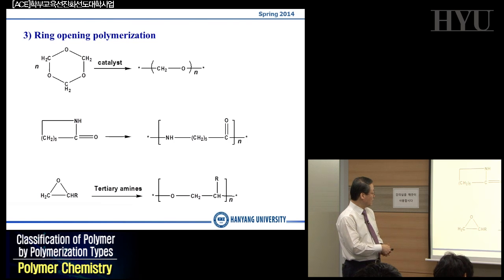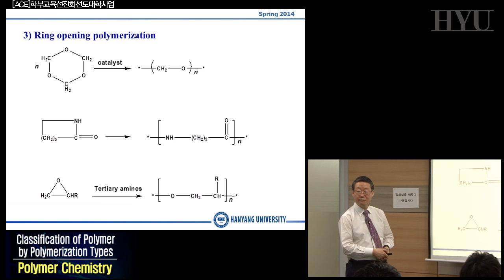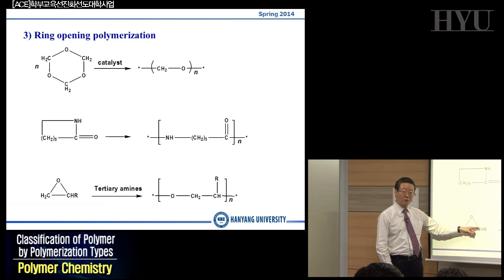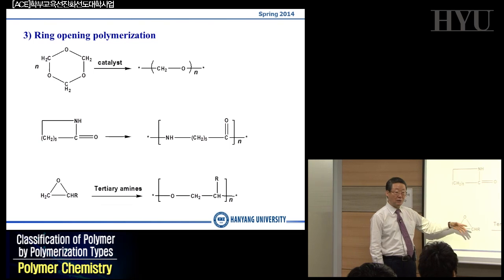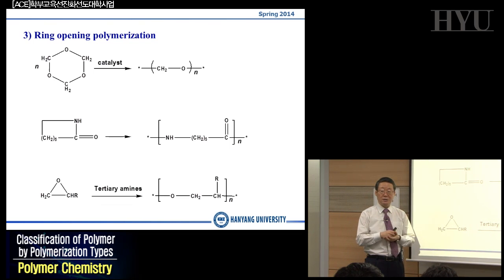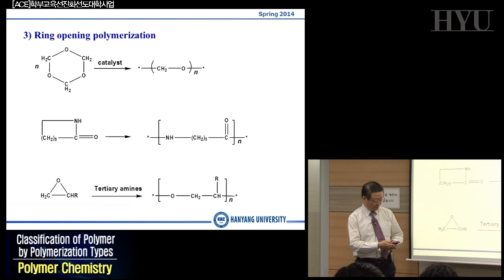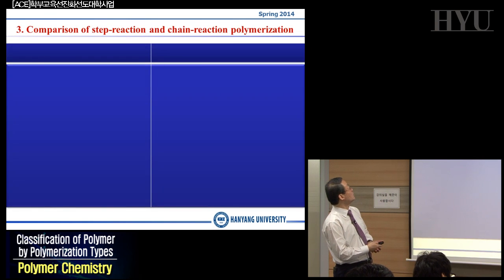We have epoxy to become polyether. Okay, epoxy ring. I think you have heard about the epoxy adhesives or resins that can be made from this reaction, and so on.